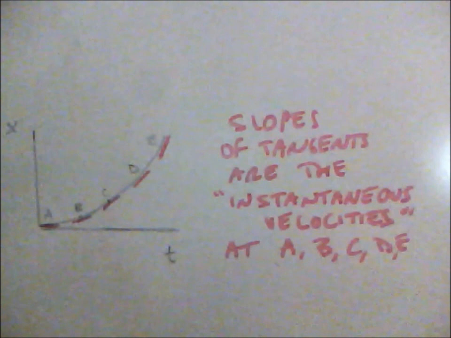What I've done here is draw little tangent lines to the curve at points A, B, C, D, and E. A tangent is a line that intersects the curve only at one point. So you can imagine that the slopes of those tangents correspond to the velocity of the object at points A, B, C, D, and E. If we had a way to find the slopes of those tangents, we would know the instantaneous velocity of the object.